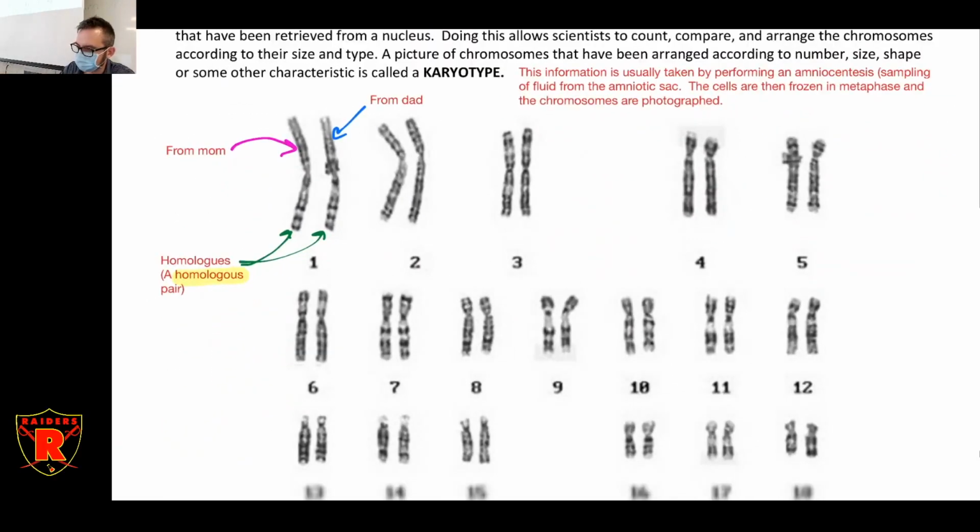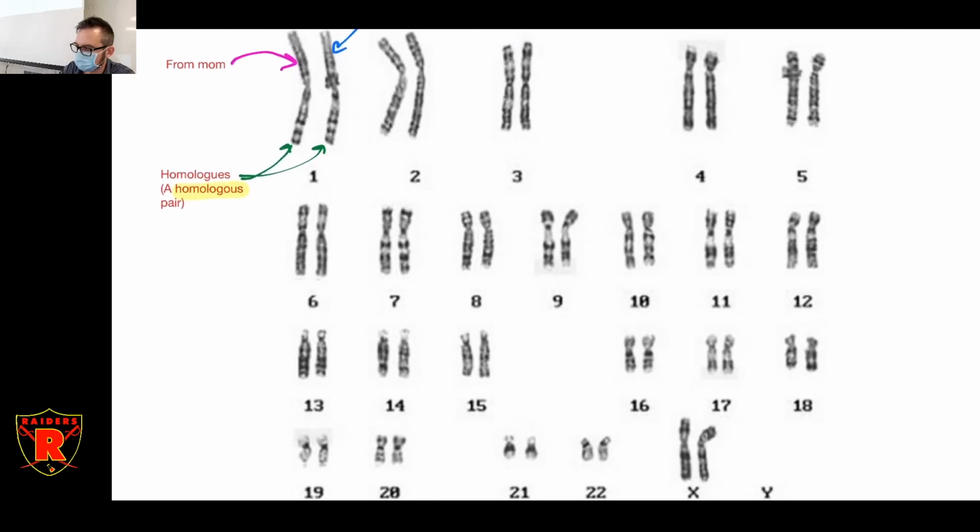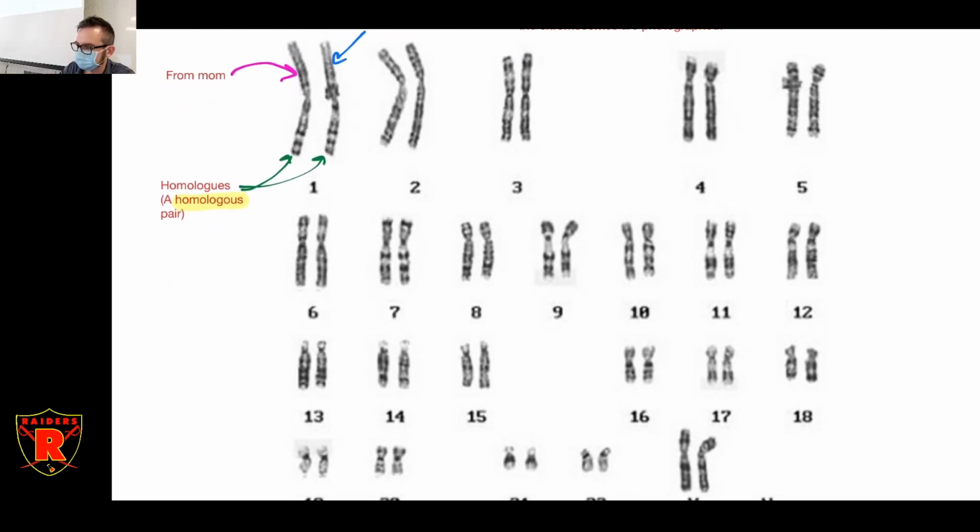This picture right here, let's see if I can get the whole thing on the screen, is a human karyotype. So this is an actual microscope image. You can take a cell from an adult that contains a nucleus. You can bust up the cell using some solution. You have to freeze it during mitosis.